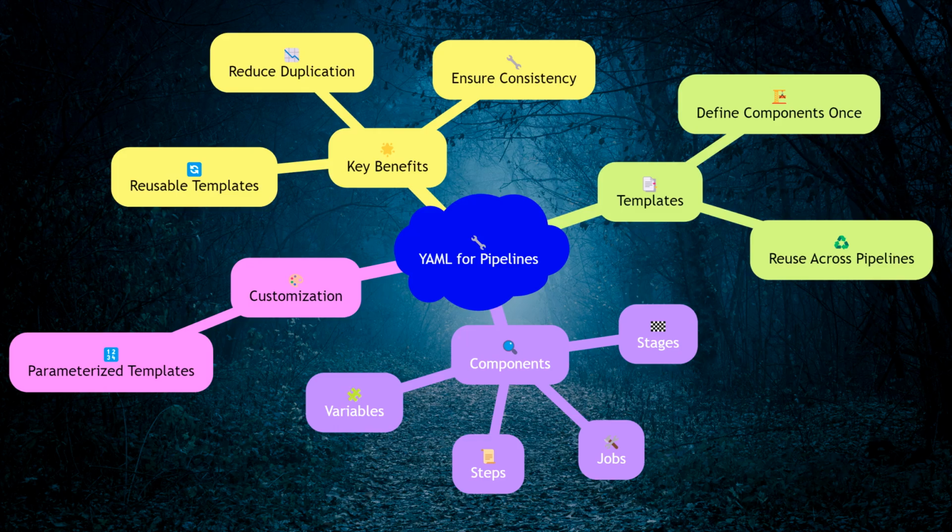One of the key benefits of using YAML for pipelines is the ability to create reusable templates. Templates allow you to define common pipeline components once and reuse them across multiple pipelines. This can help reduce duplication and ensure consistency across your pipelines. Templates can include stages, jobs, steps, and variables, and can be parameterized to allow for customization.